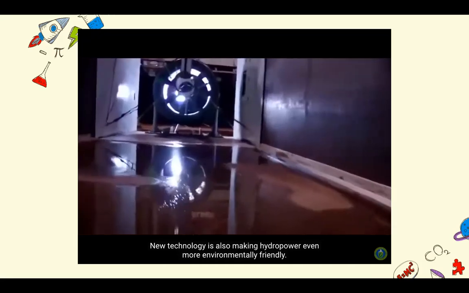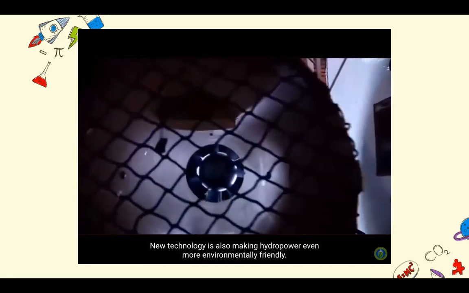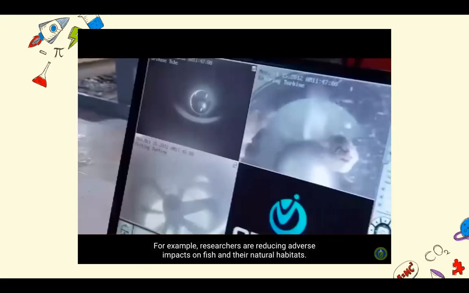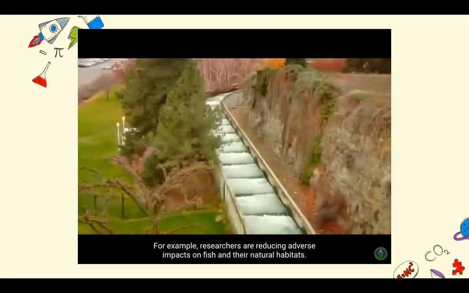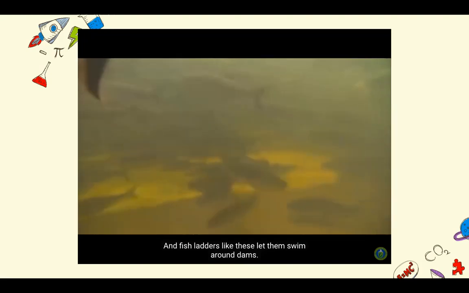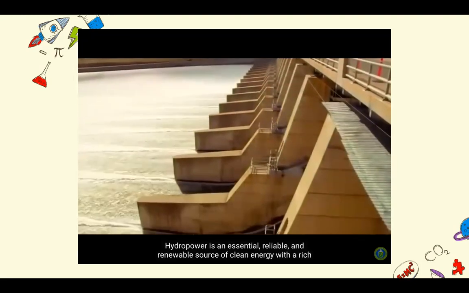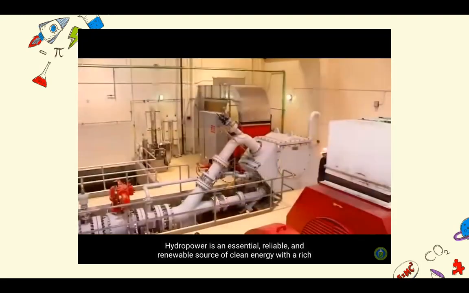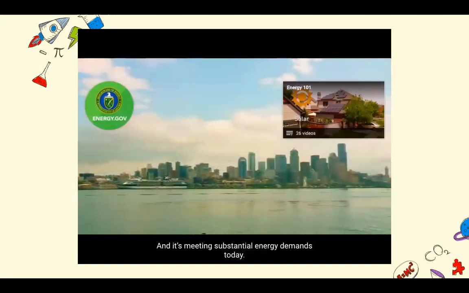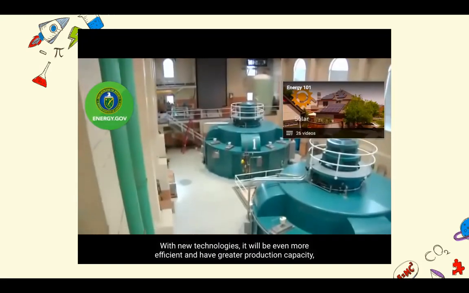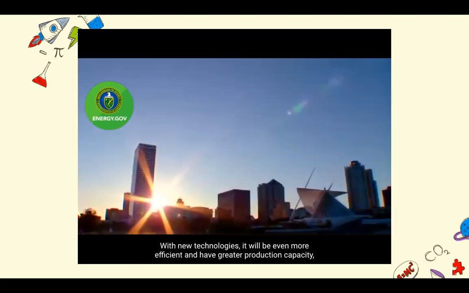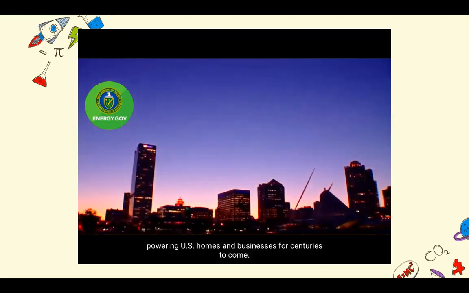New technology is also making hydropower even more environmentally friendly. For example, researchers are reducing adverse impacts on fish with fish friendly turbines. And fish ladders, like these, let them swim around dams. Hydropower is an essential, reliable, and renewable source of clean energy with a rich history. And it's meeting substantial energy demands today. With new technologies, it will be even more efficient and have greater production capacity, powering U.S. homes and businesses for centuries to come.